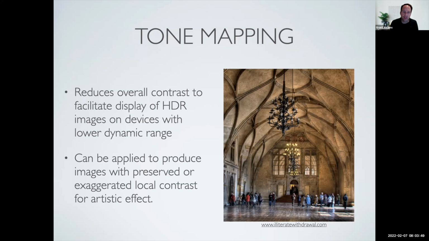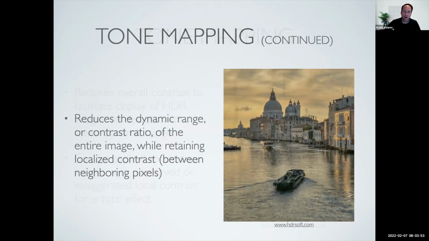So it's fusing these images together. And that's really what we're going to be working on in Photoshop today. It reduces the dynamic range, or the contrast ratio, of the entire image while retaining localized contrast. So the lighter areas of the image have nice contrast in them. The darker areas have nice contrast in them, but we don't have an overall too dark portion or an overall too light portion of a particular image.